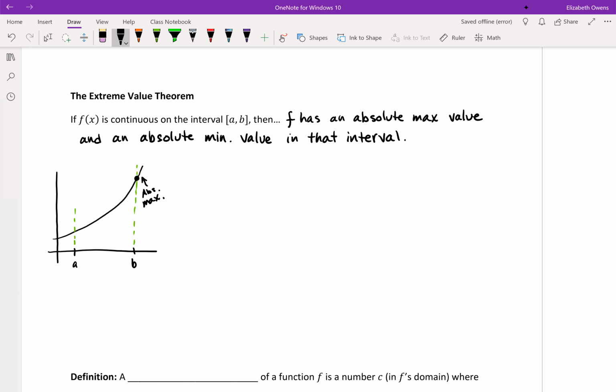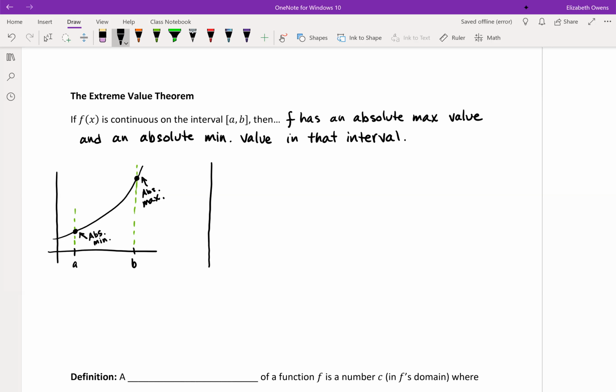Okay, and similarly, here's our absolute minimum down here. It's also at the other end of the interval. So we could see that, yeah, your absolute maximum and your absolute minimum could be happening at the endpoints of that interval. All right, so there's one scenario.